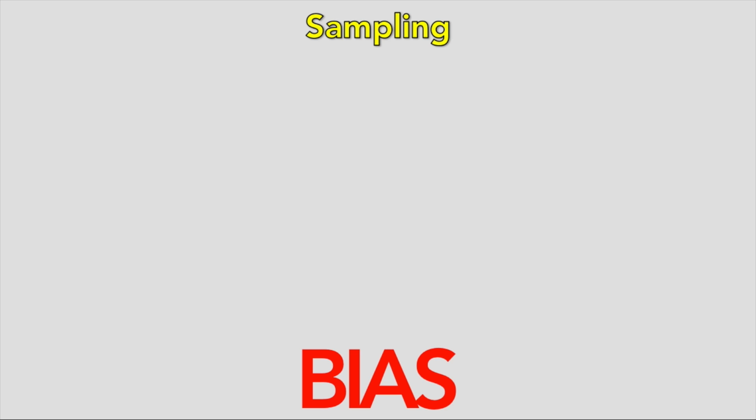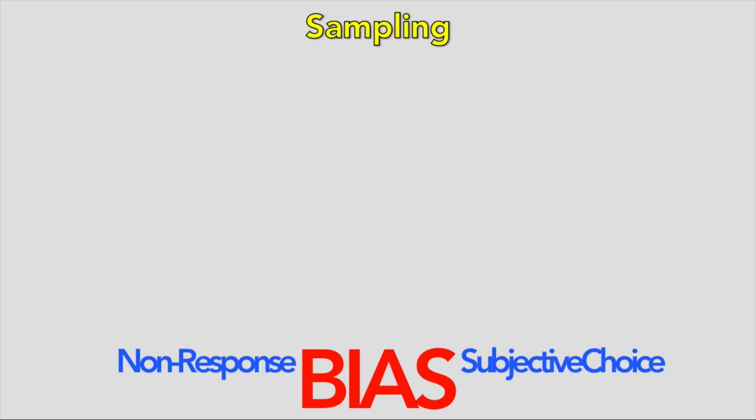Now, there are a number of possible sources of bias. Non-response, where simply people don't reply, making your sample biased to the type of person who did reply. Lazy people who didn't reply, rather.